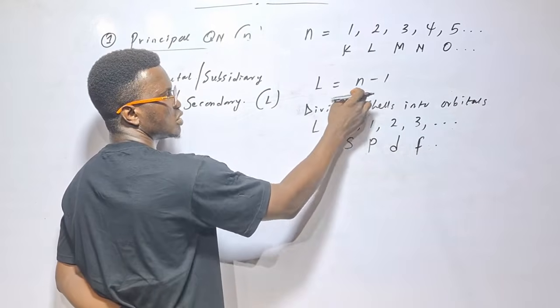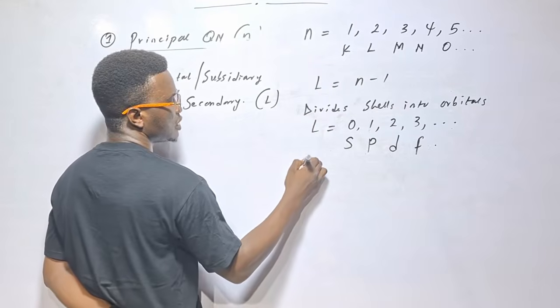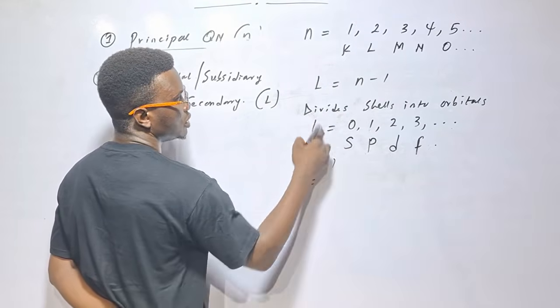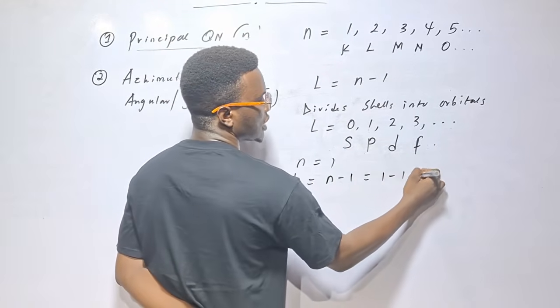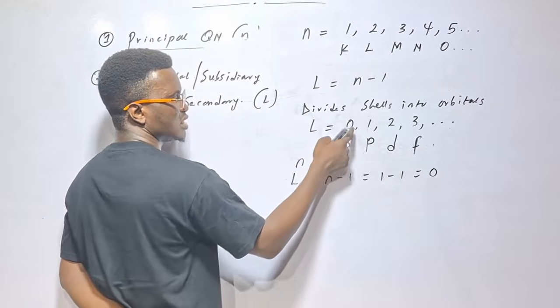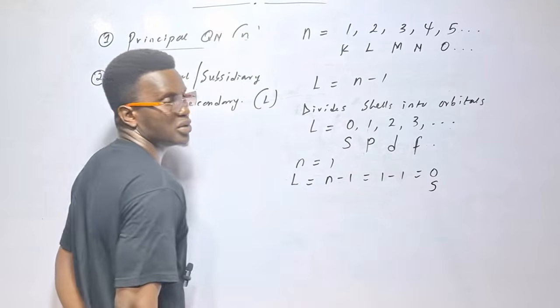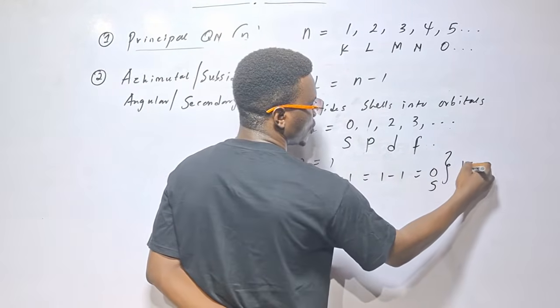You can see that L is equal to n minus 1. That's the formula. So now, if I say that your n is equal to 1, what will your L be? L is going to be n minus 1, which is 1 minus 1, and that is going to be 0. That means that L is 0. So when L is 0, which orbital is that? S orbital. So this represents the s orbital. That means if you take this and this together, this just represents 1s.